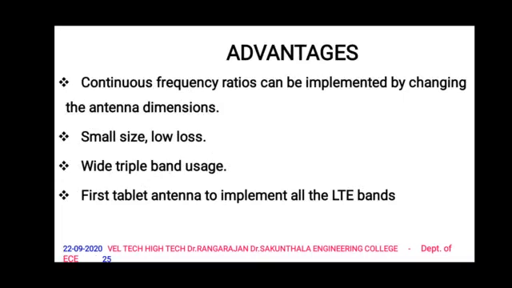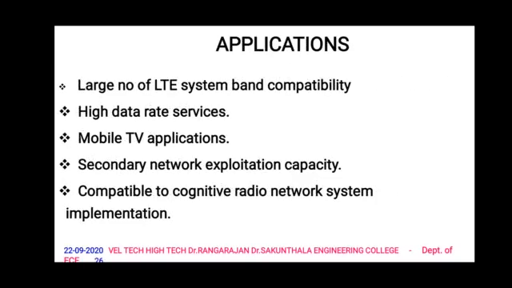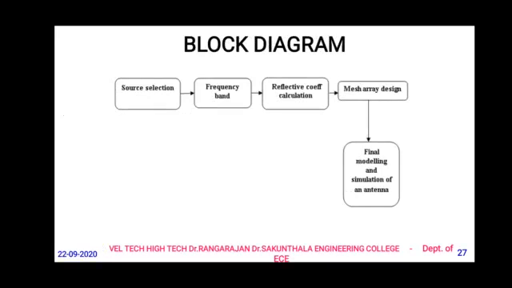Advantages. Continuous frequency radio can be implemented by changing antenna dimensions, small size, low cost, wide triple band usage, and the first tablet antenna to implement all the LTE bands. Application. Large number of LTE system band compatibility, high data service, mobile TV application and secondary network exploitation capacity. Block diagram. Source selection, frequency band, reflection coefficient, mesh array design and final modeling.